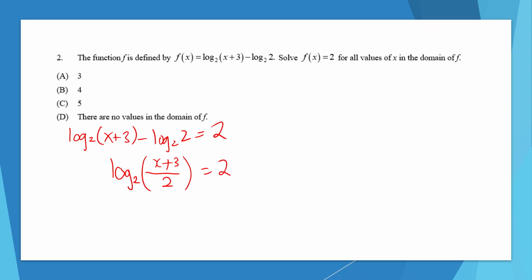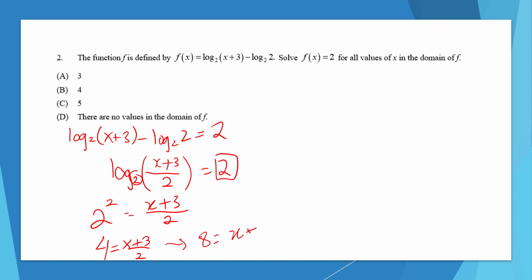And now we can turn this from logarithmic form to exponential. So this is going to be 2 to the power of 2 equals x plus 3 over 2. And now solving for x, 4 equals x plus 3 over 2. Here we can multiply both sides by 2 to get 8 equals x plus 3. Subtract 3 to get 5 equals x. That should be our answer.